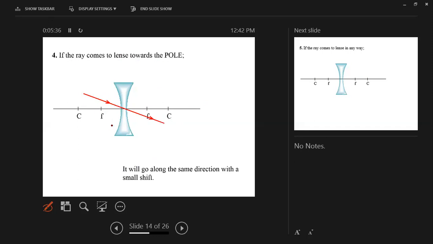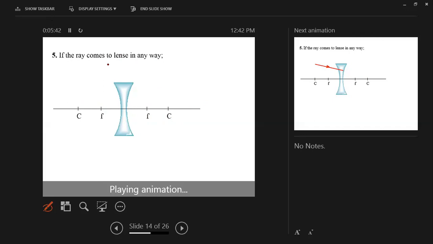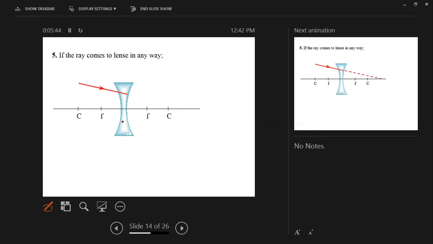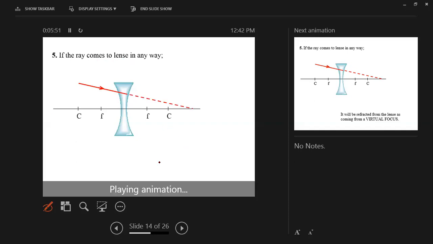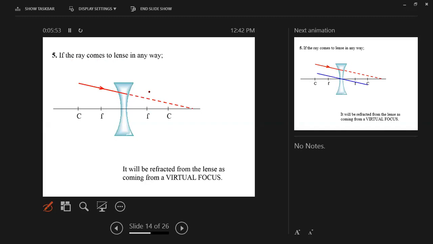So diverging lens and converging lens have one common ray, which is when you send the ray through the pole. The fifth one: if the ray comes to the lens in any direction, what's going to happen to the light ray? It will be refracted from the lens as coming from the virtual focus.